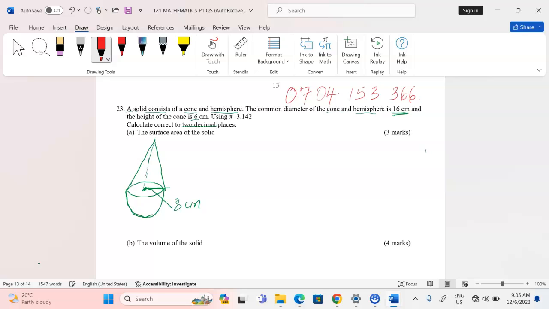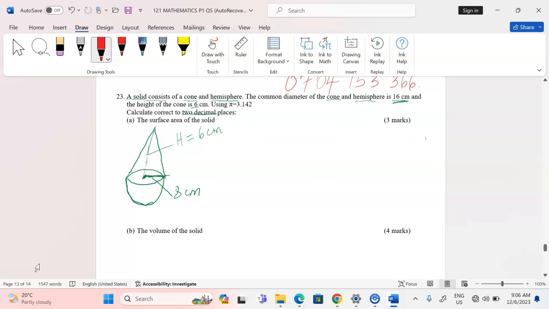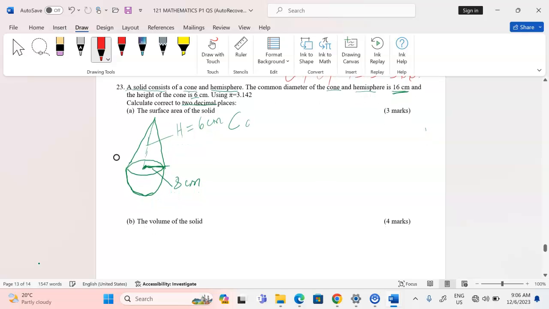the vertical height, which is equal to 6 centimeters. Now we are asked to calculate the surface area. We have two surfaces here. One is the curved surface of a cone. For the curved surface of the cone, we use the formula pi r L. In this case, L is the slanting length.